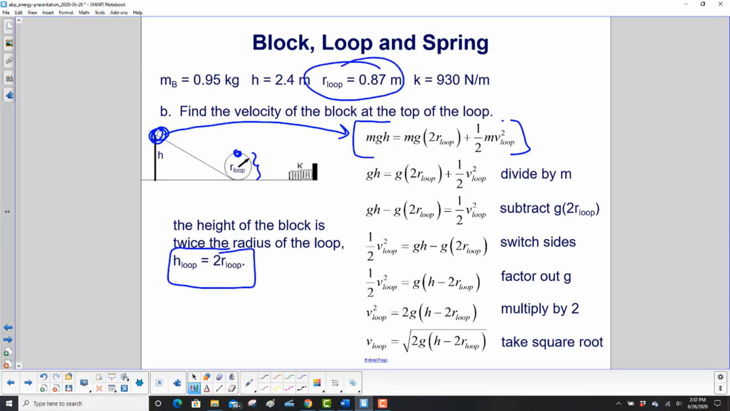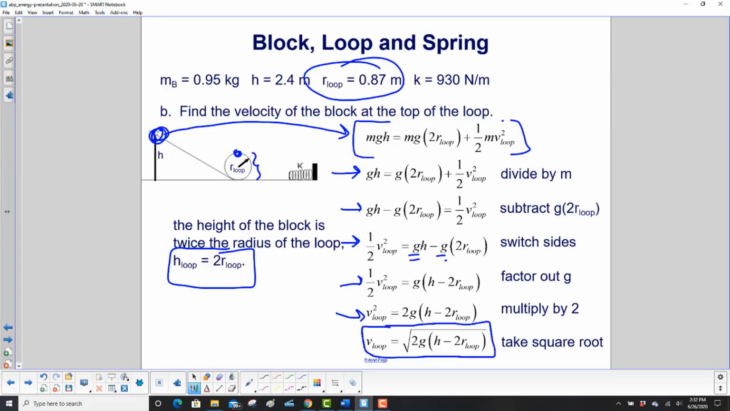And that's, we see we have that up there, plus 1/2 m v squared loop. Once again, we divide through by m, so mass does not matter in this problem. And over here, we get all the g's on the same side by subtracting g times 2r from both sides. And what's next? We just switch the equation around because we're trying to solve for v. And over here, we factor out a g, right? Save on multiplying. Multiply both sides by 2, and then take the square root.